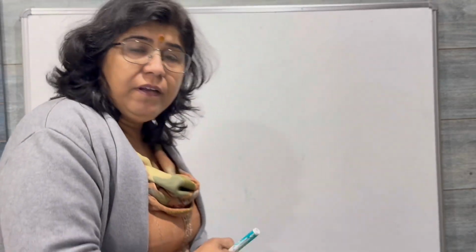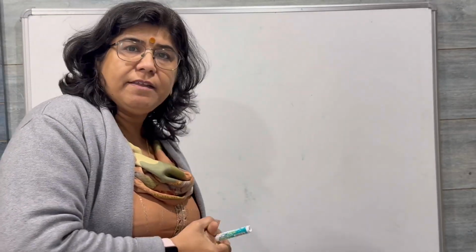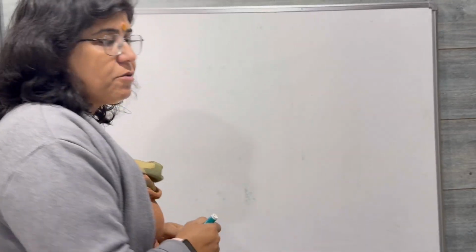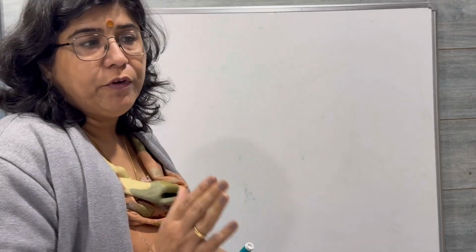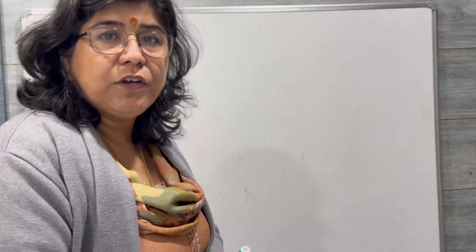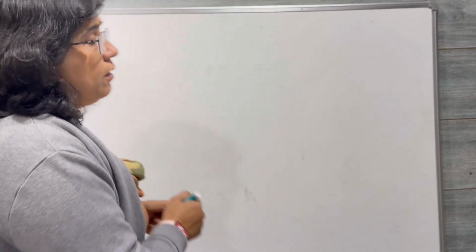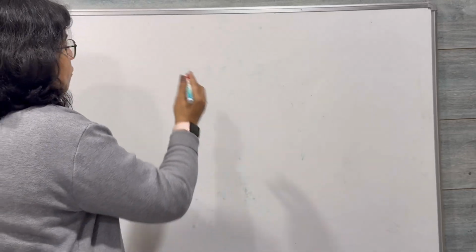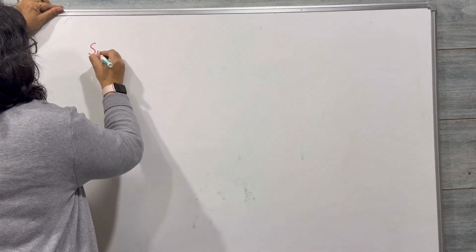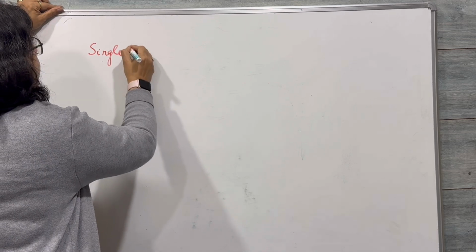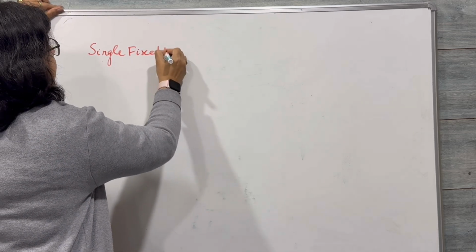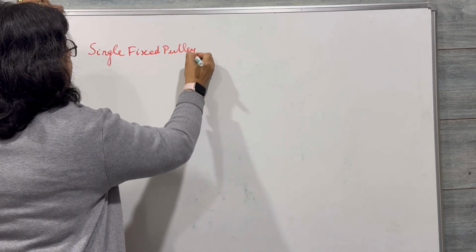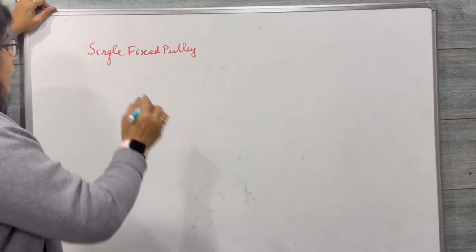Good morning, everyone. This is the class 10th ICSE Physics, Chapter 3, a quick overview of the part of machines which we call as pulleys. This is a basic revision of the types of pulleys. The first pulley that you should know is single fixed pulley. What is a single fixed pulley?